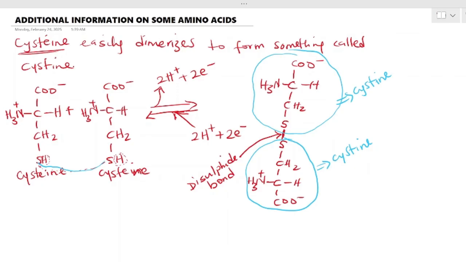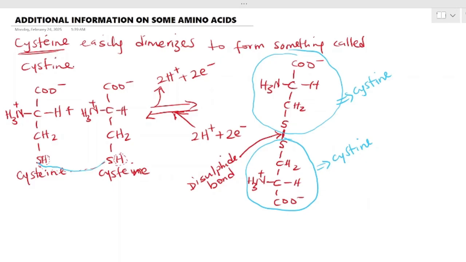Thus, two cysteine amino acids can actually oxidize to produce a cysteine dimer. As you can see, a dimerization reaction has taken place right here, and this is one molecule of cysteine and another molecule of cysteine that have dimerized by giving off two hydrogens and two electrons to form your cysteine dimer.